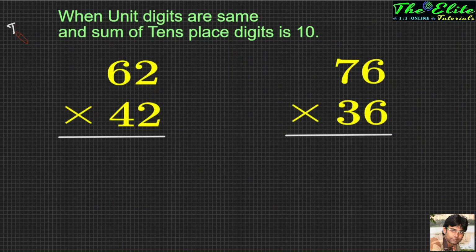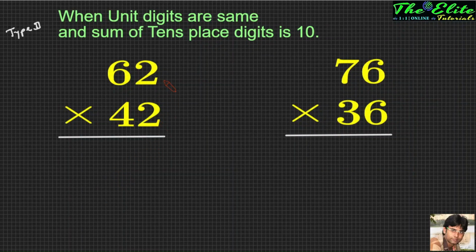This is type 2, where you can see that this time the units place digit will be the same, whereas the addition of the tens place digits is going to be 10. 6 plus 4 is 10, 7 plus 3 is 10, 2 same, 6 same. So what do we do here? For this type 2 problem, what we are going to do is very easy.